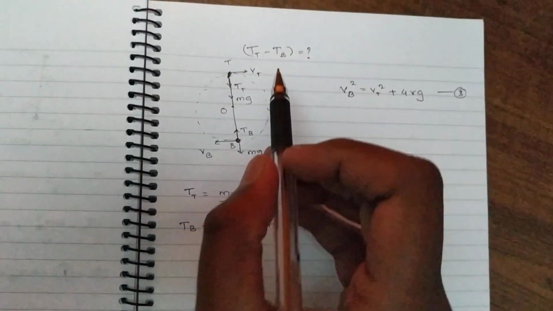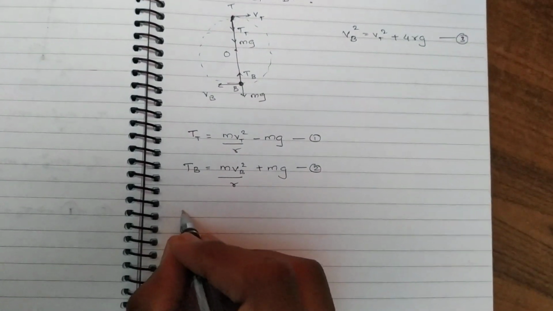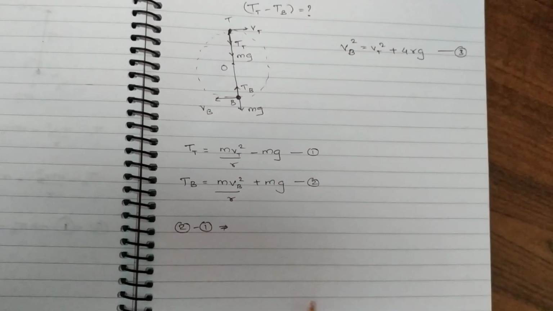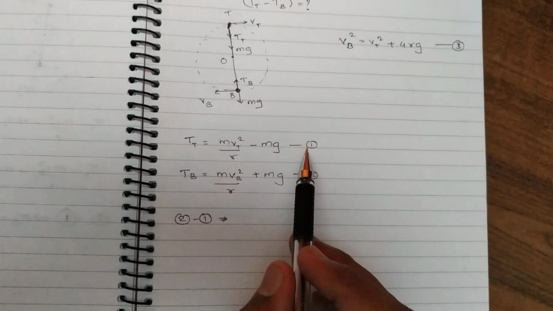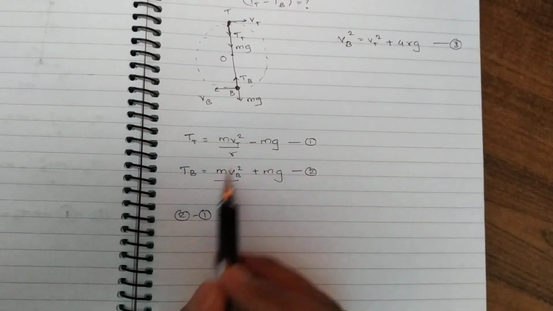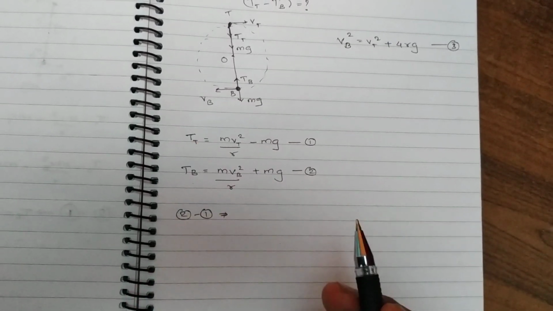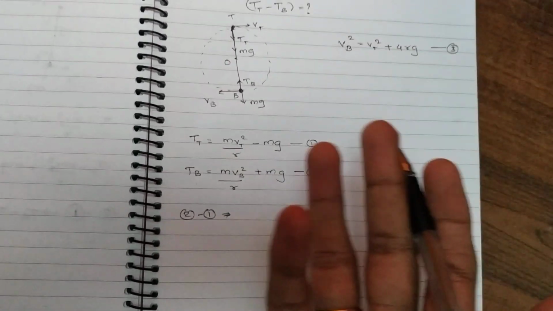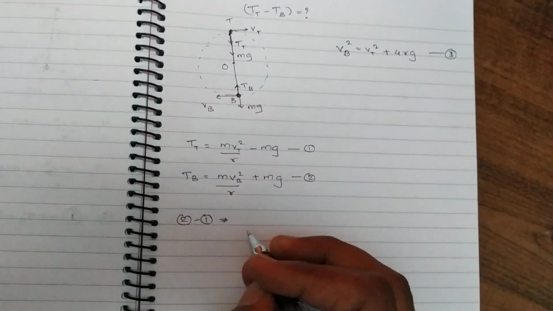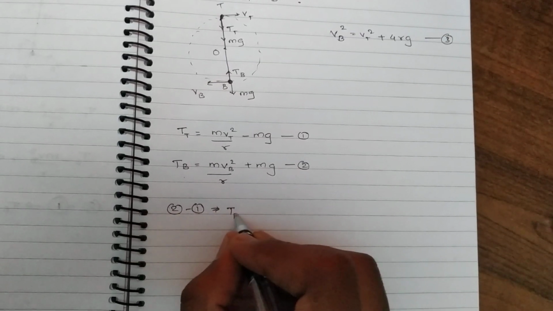Since we intend to find the difference in tension, let us start by subtracting equation number 1 from equation number 2. If you are wondering why 2 minus 1 and not 1 minus 2, it's very simple. You can clearly see from the expressions that equation number 2, the tension at the bottommost point, is much greater than the tension at the topmost point. Even logically, whenever the body reaches the bottommost point, the tension will be greater at that moment.